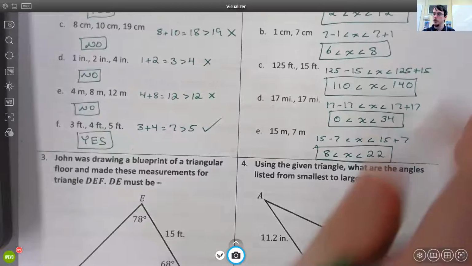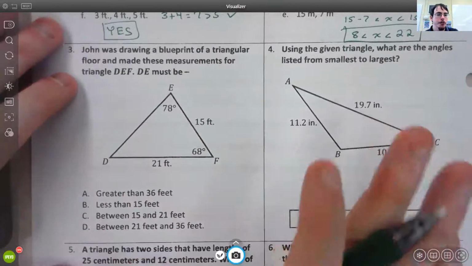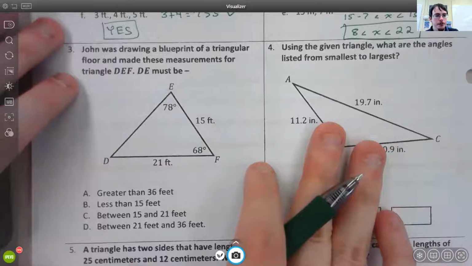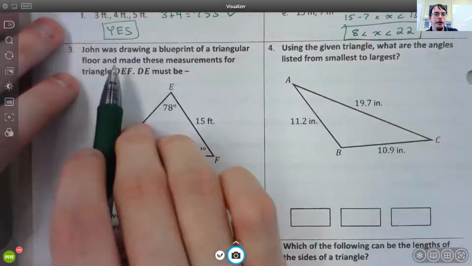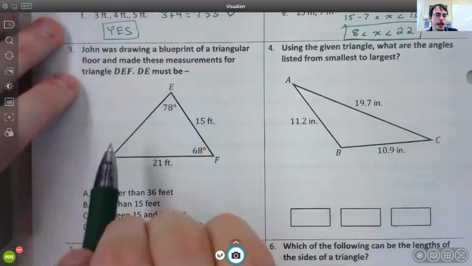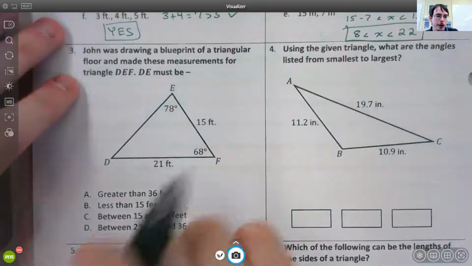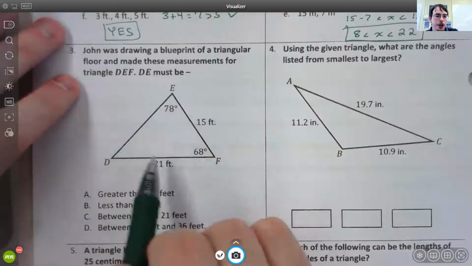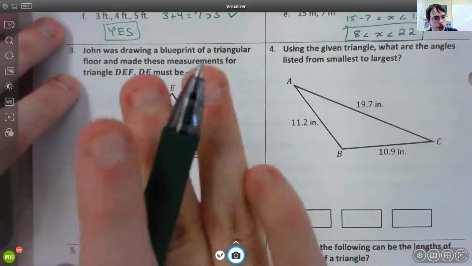All right, let's look at number 3. This is the problem type that normally gives people the most problems, and I'm going to try and explain how to best do this, okay? So John was drawing a blueprint of a triangular floor and made these measurements for triangle DEF. DE must be, and then it gives you a set of options. Well, we're going to approach this like an ordering problem because we know that DE has to be some value within the range that we're talking about. But I'm going to do the ordering and I'll show you why.